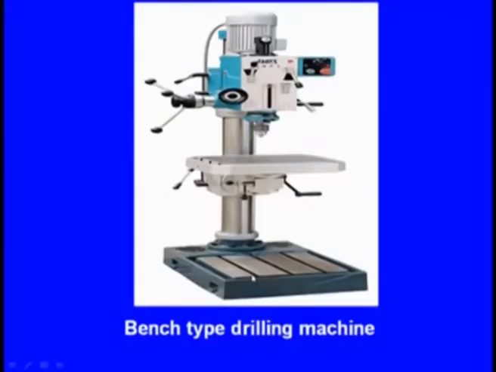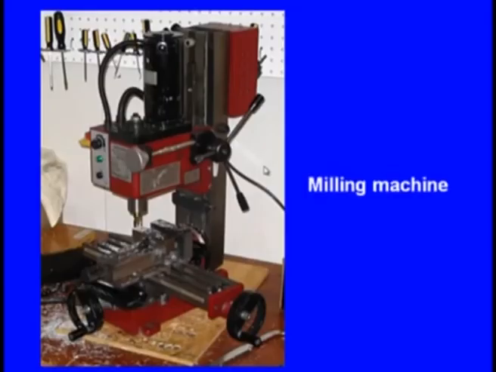Now you can see this is a drilling machine. This drilling machine, you can see this is the base, and this is the column, and this is the table. All these components, base, column, and the table, are manufactured by metal casting. Again we can see this is the milling machine. The milling machine base, the column, the structure is manufactured by metal casting.